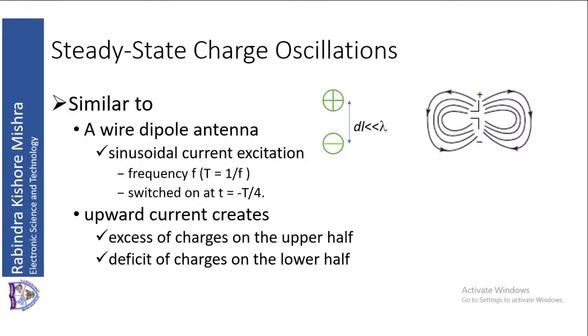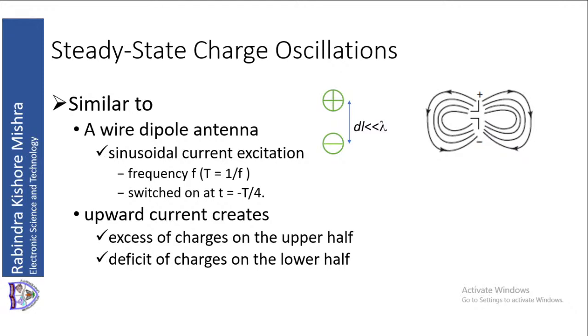So the upward current will create excess charge on the upper half and deficit of charge on the lower half. What does that mean? That means the positive charge is moving downward and the negative charge is moving upward. Negative charge is accumulating on the upper half, therefore excess charges on the upper half and deficit of negative charges on the lower half. It starts moving in this manner.